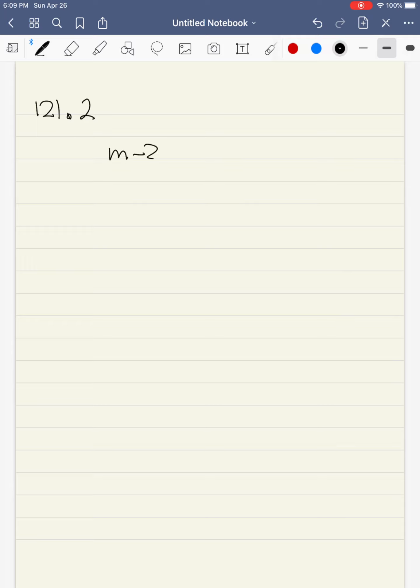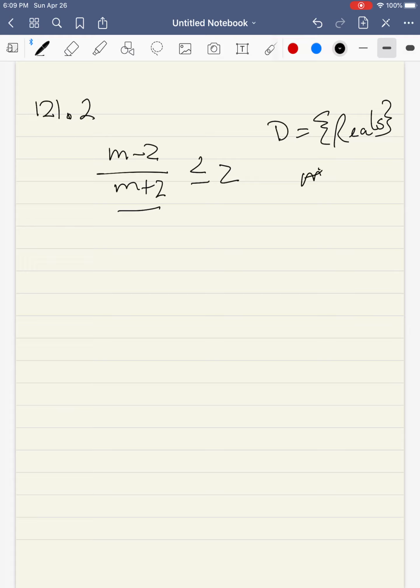It says (m - 2)/(m + 2) is less than or equal to 2. And this also has a domain of reals. But now, before I forget, like I almost did on the last one, I'm going to take this denominator, m + 2, set it equal to 0, and put a slash through it so I know it can't be equal to whatever this number is. So m cannot be equal to negative 2. We need to remember that.